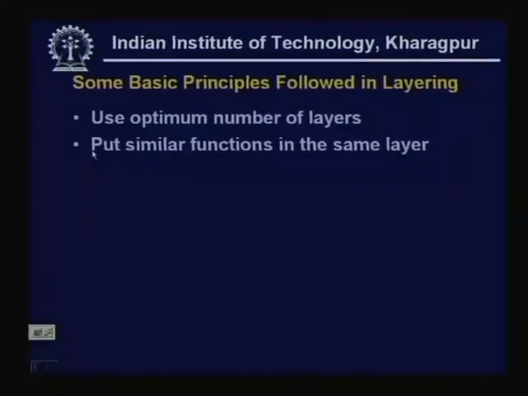What we want? We want to divide into some optimum number such that the subtask is not very difficult, not very complex, it is comprehensible, manageable and understandable. Then the second principle that we have to follow is, put similar functions in the same layer. We shall see that the data communication functions, some of the functions are similar, some of the functions are dissimilar. What we want? We want to put similar functions into a particular layer, and other functions can be put in another layer.